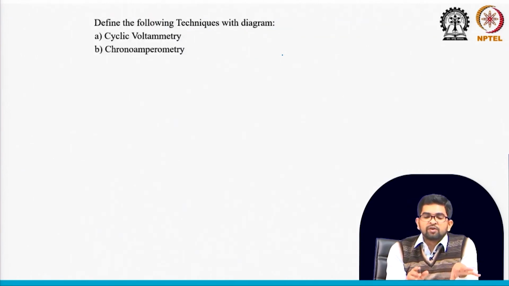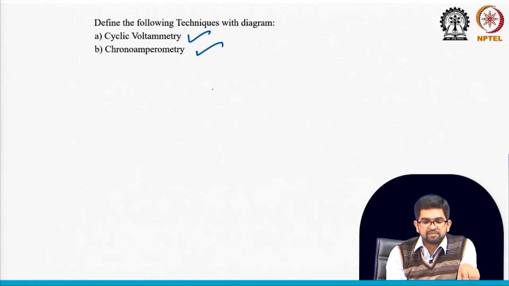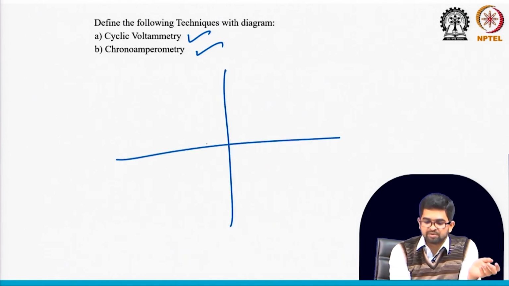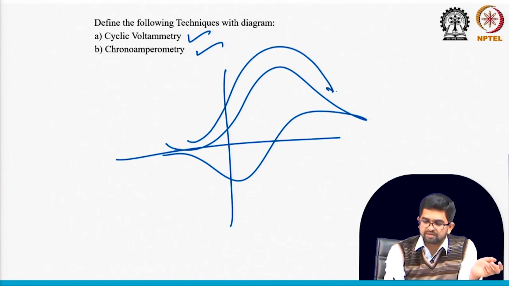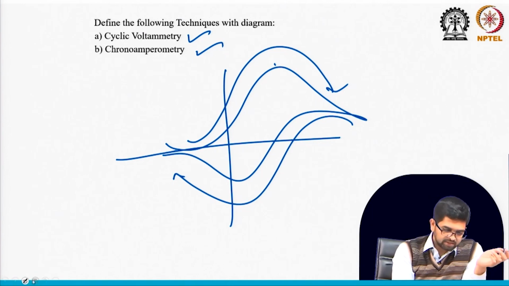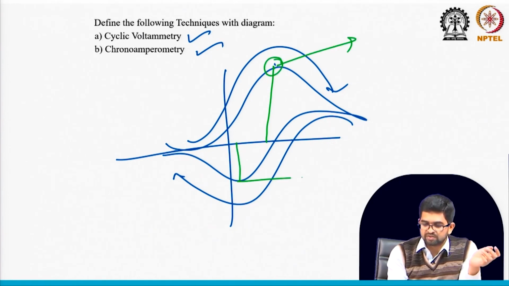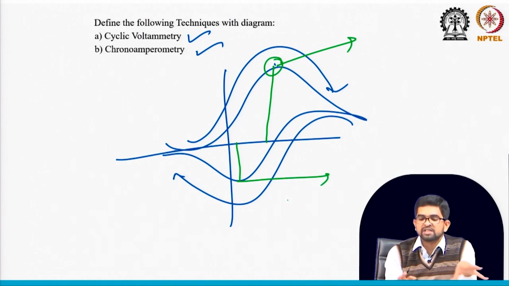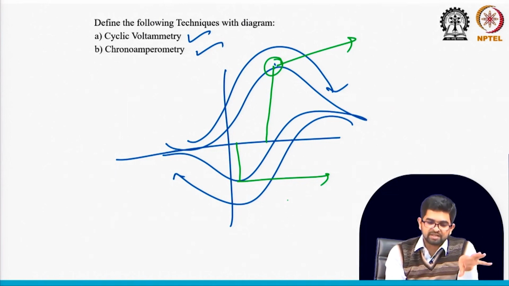Last question: define the following techniques with diagram. Cyclic voltammetry, chronoamperometry, these questions may come. So what is the technique? Cyclic voltammetry means you just have to draw your diagram, then you have to say this is the oxidation scan, right? This is the reduction scan, and then you can mention this is the oxidation peak potential, this is the reduction peak potential, this is the oxidation peak current, this one the reduction peak current, right? Everything you have to describe with the cyclic voltammetry, that I already taught you. With the proper diagram you have to mention.